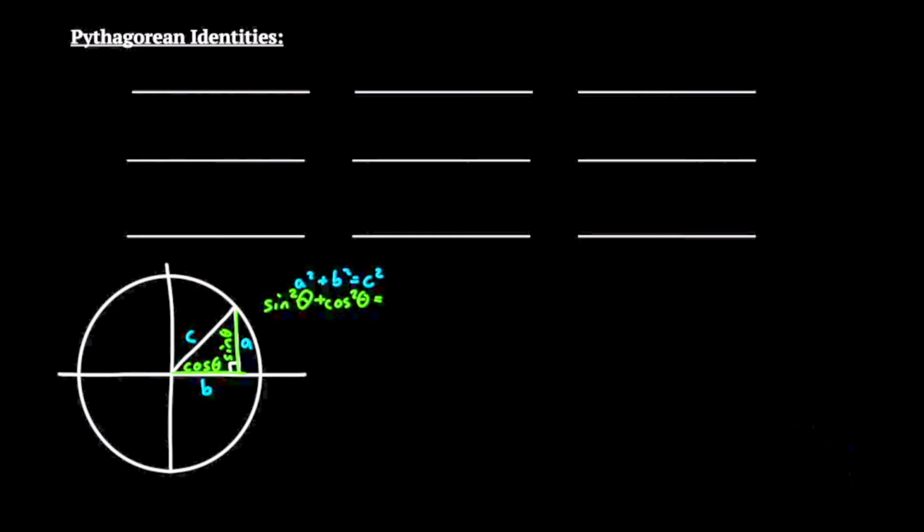And for c squared, if you look at the triangle, this is on the unit circle, so again, c, the hypotenuse, is just 1. So this is just going to be 1 squared, which is just 1. And this is the first main Pythagorean identity. Sine squared plus cosine squared equals 1. And this is kind of the most important one because we're going to base all of the other Pythagorean identities off of this one.